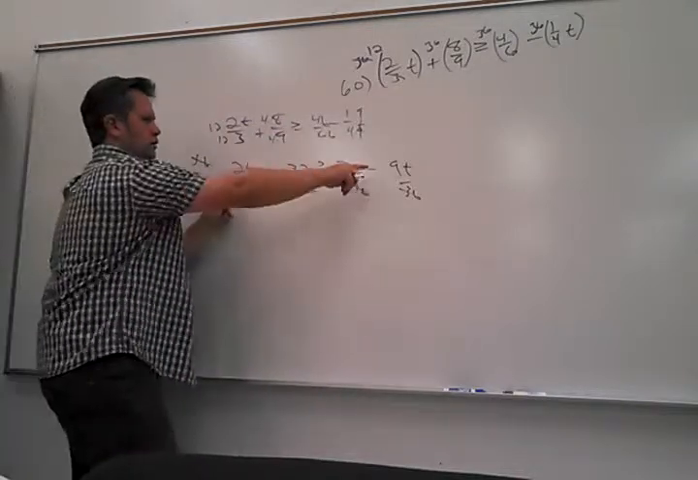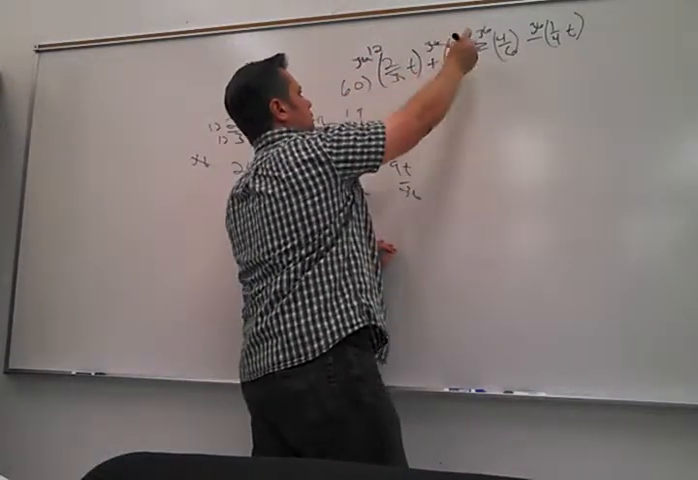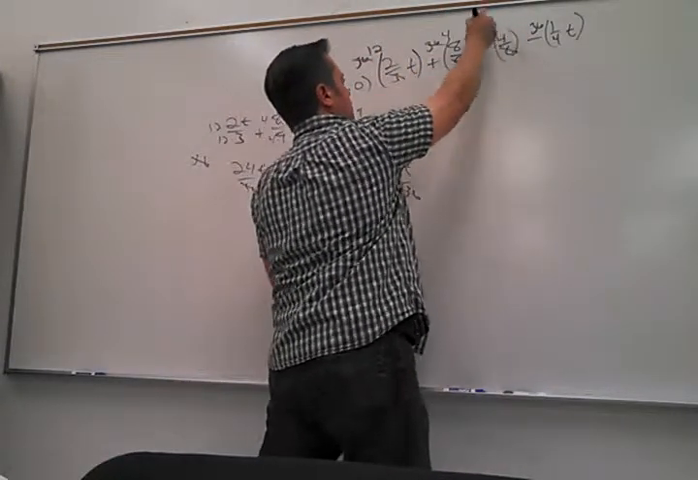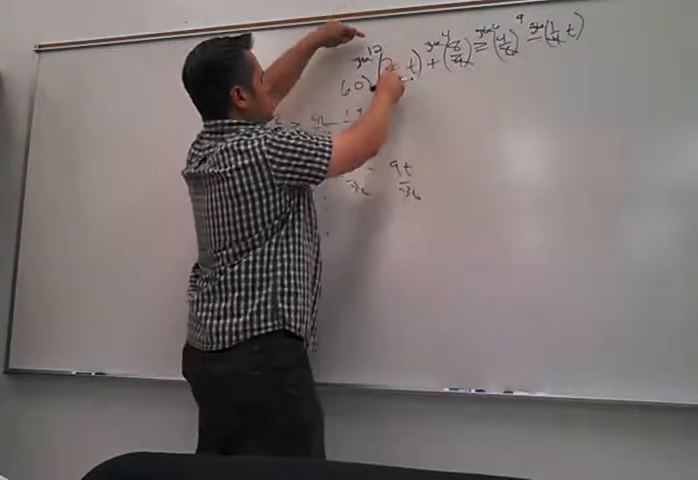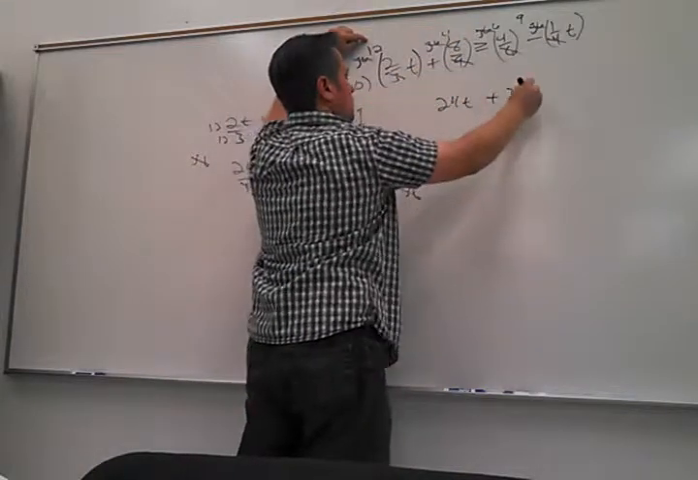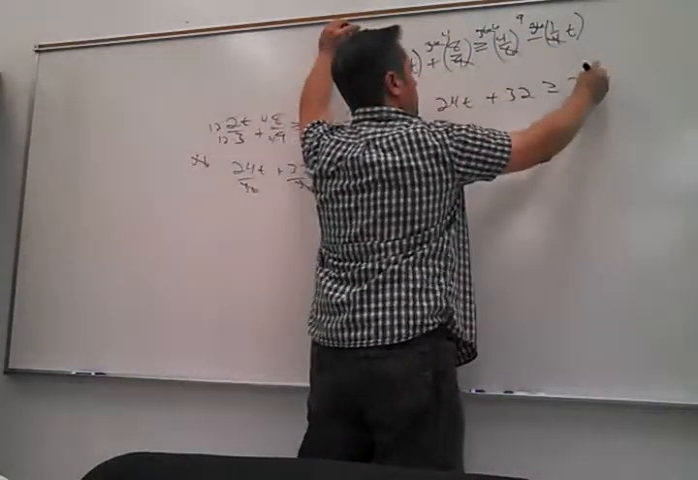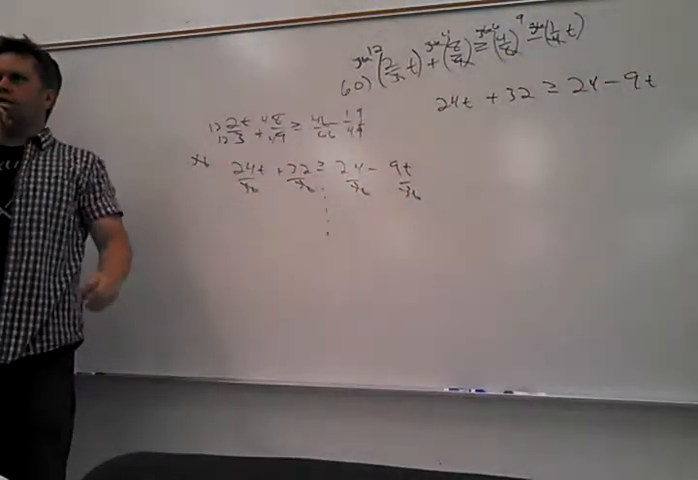So let me just catch up to this way. You can keep going this way. Let's see if we get the same thing here. 9 goes into 36 four times, and 6 goes into 36 six times. So 6, 4, 36, 9. So I get 24t plus 32 greater than or equal to 24 minus 9t. So I get the same thing either way, of course.